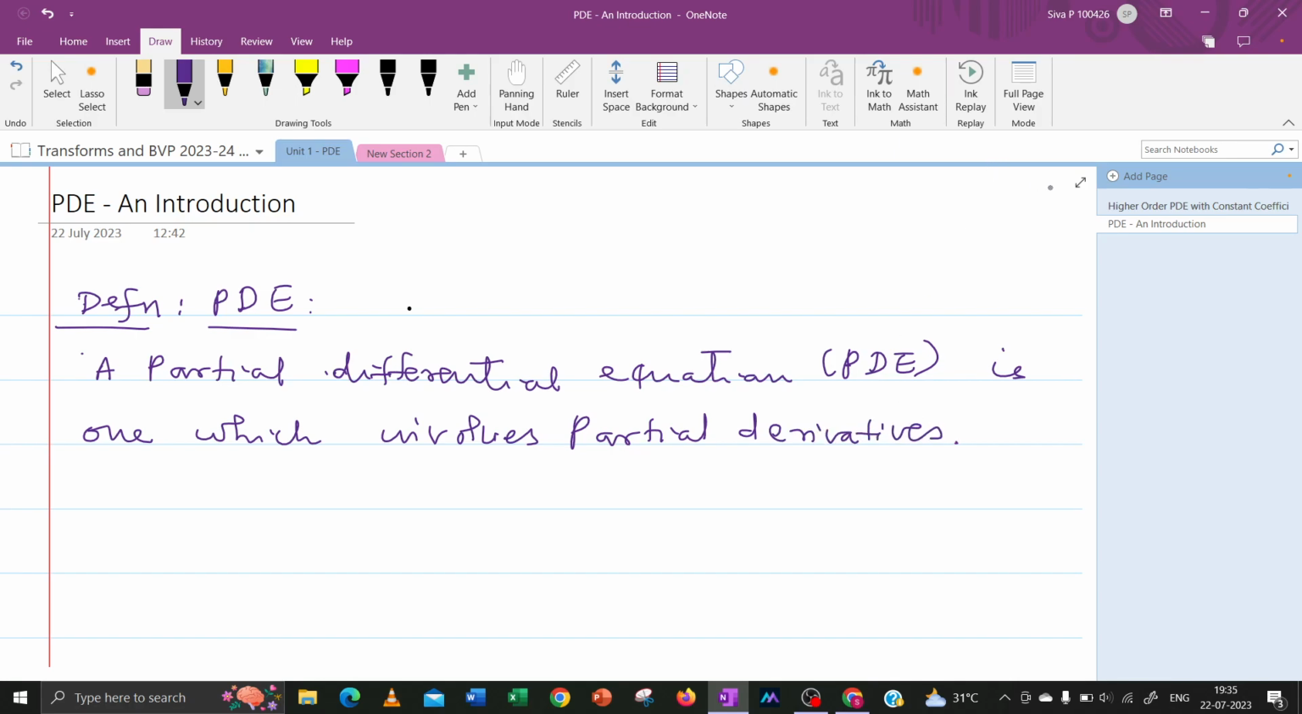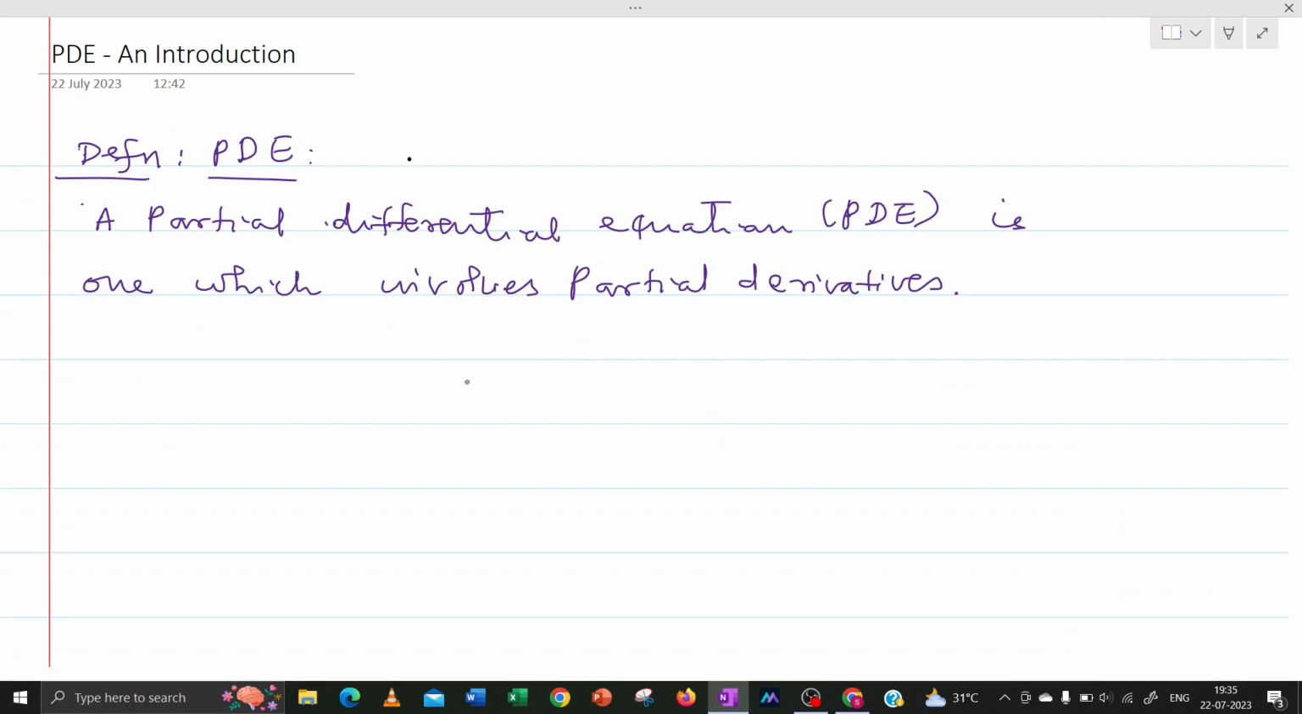That means a partial differential equation is one which involves partial derivatives. That means it contains one or more partial derivatives. Otherwise, in other words, we can write the definition like this: the equation which contains one or more partial derivatives.